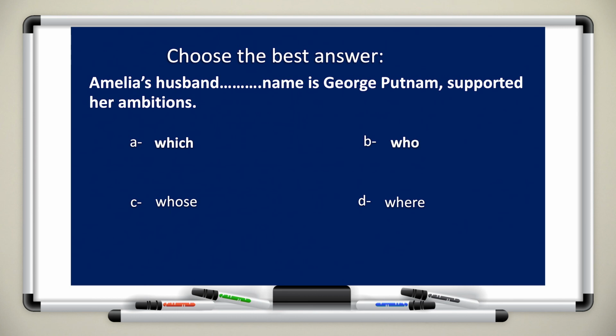Let's look at the next question. Amelia's husband, whose name is George Putnam, supported her ambition. And here we're talking about Amelia's husband and his name. So which one do you think we're going to be using? Which, who, whose, or where? Obviously, we'll be going with whose because the name belongs to the husband. So we'll say Amelia's husband, whose name is George Putnam, supported her ambitions.